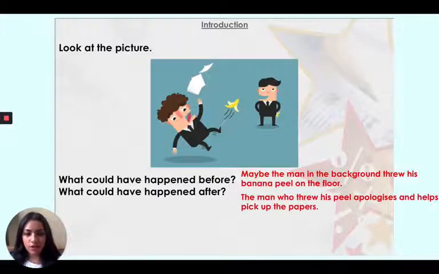Okay, let's have a look. So maybe the man who threw his banana peel apologises and says sorry and helps to pick up the papers. What do you think happened?